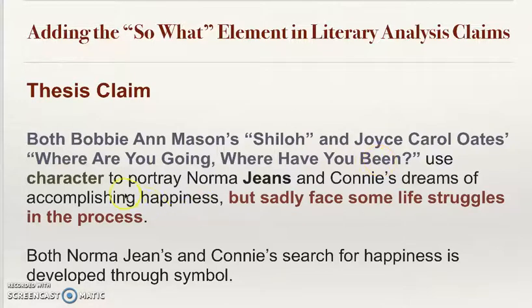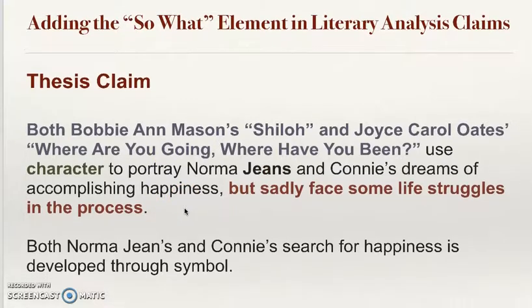Okay, "use character to portray Norma Jean's" — we need an apostrophe there — "and Connie's dreams of accomplishing happiness, but sadly face some life struggles in the process." So there's not really a clear argument here of what this writer is saying. These authors are using character to show their dreams of accomplishing happiness and then their struggles. It seems pretty obvious and doesn't really offer a specific argument.